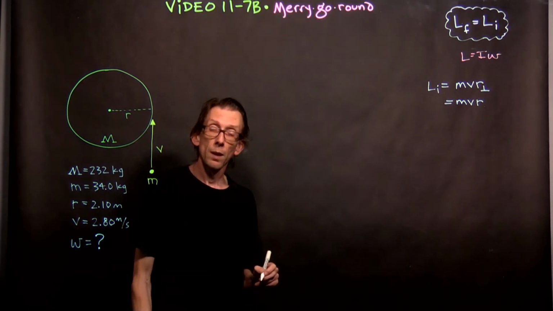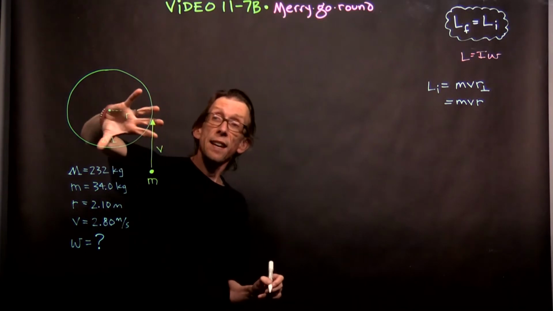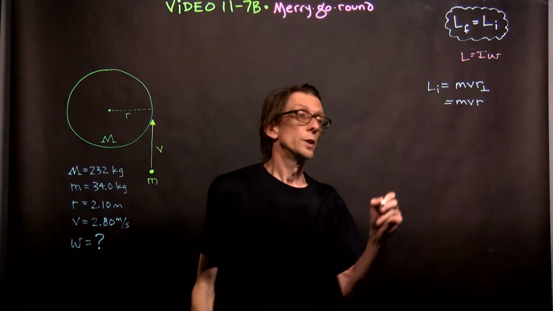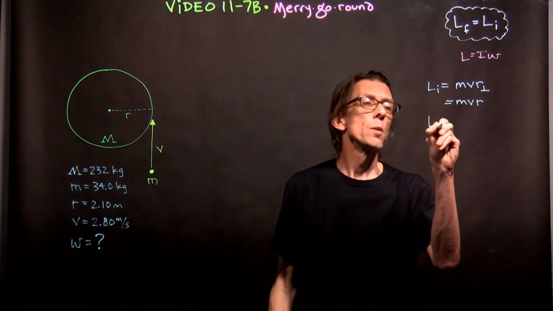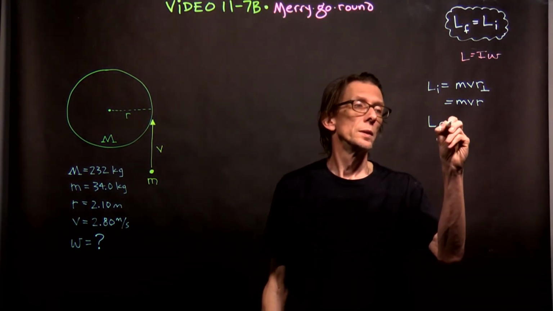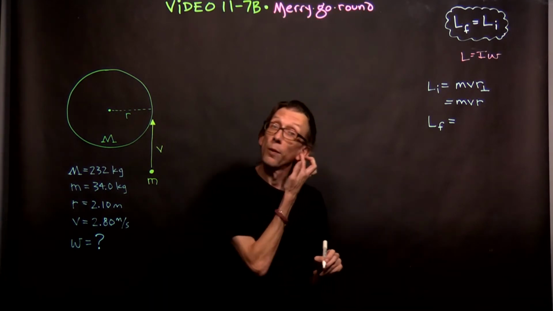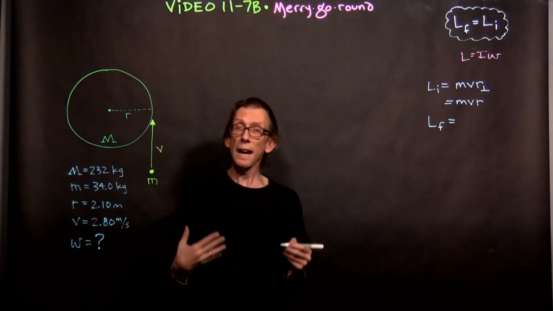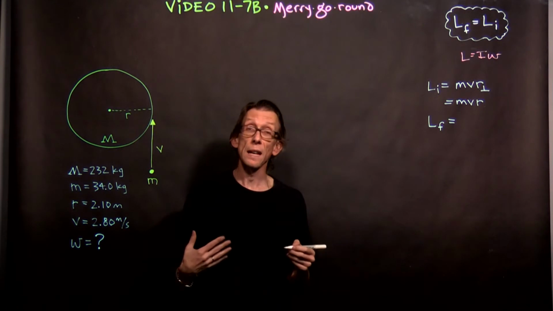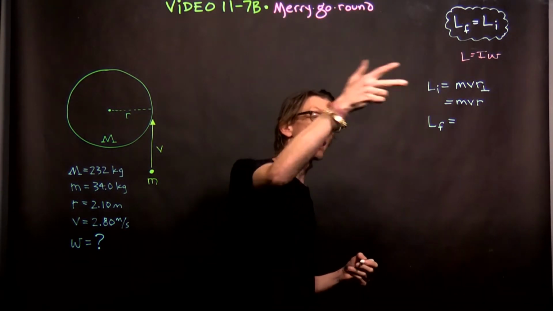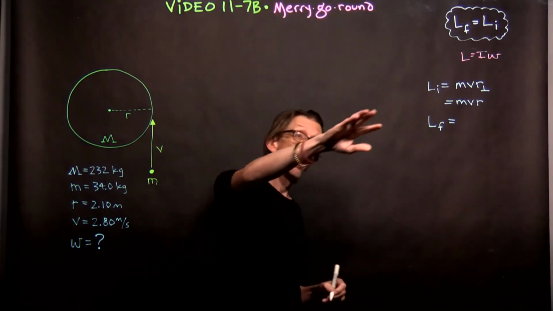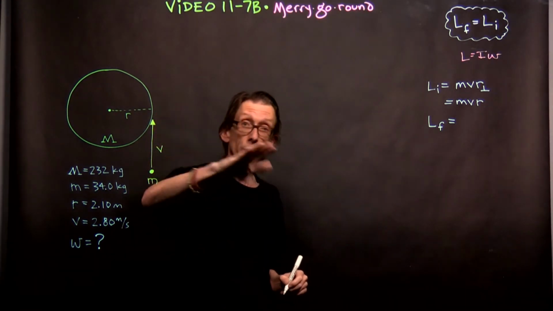Okay? And then the kid's going to latch on, and the kid and the wheel are going to move together. So what is the final angular momentum of the wheel and the kid? Okay, what is it? Well, here we have to step back a little bit and think about the very definition of angular momentum itself. We already took care of the case of the straight line motion earlier.